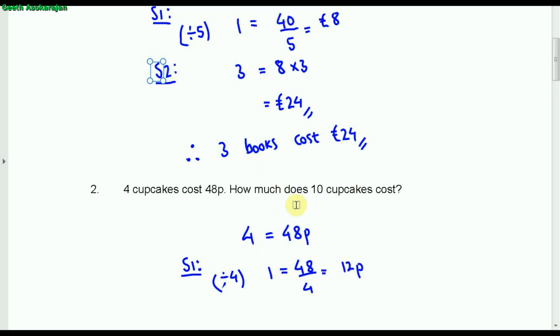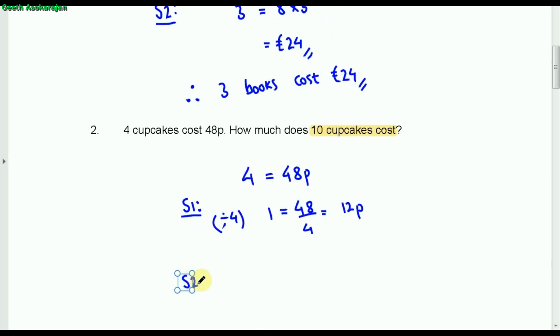Now if we go back to the question, we need to find the cost of 10 cupcakes. So let's go back to the method. So this is where step number 2 comes in. So to find the cost of 10 cupcakes, we multiply both sides by 10. So bearing in mind that this is the cost of 1 cupcake, if I multiply both sides by 10, 10 times 1 is 10, and that is equal to 12 times 10, and 12 times 10 is 120 pence, or I could write 120 pence as £1 and 20p.